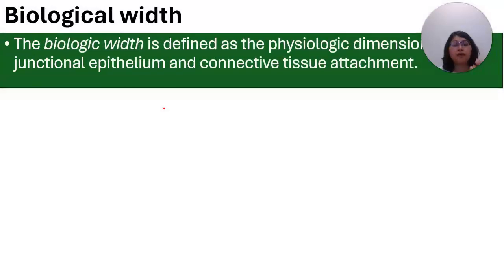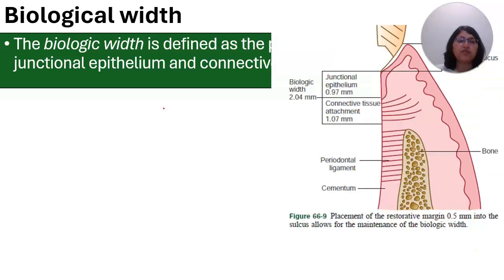Let's go to biologic width. Now, the definition of biologic width is the physiologic dimensions of junctional epithelium and connective tissue attachment. Perfect. This picture, I'm pretty sure you know, most of my pictures are from Carranza and Lindhe. This is another picture. So picture-wise, if you see, this is your bone, right? And then we say connective tissue, junctional epithelium, and this is your gingival sulcus.